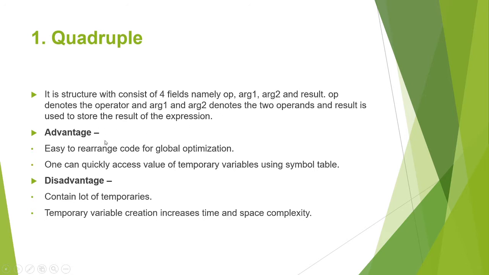The main advantage of this quadruple representation is that it is easy to rearrange the code for global optimization, and one can quickly access the values of the temporary variables. But what is the disadvantage of this method? It contains a lot of temporary variables, so it takes more space and increases the time and space complexity. So this is about the quadruple representation.